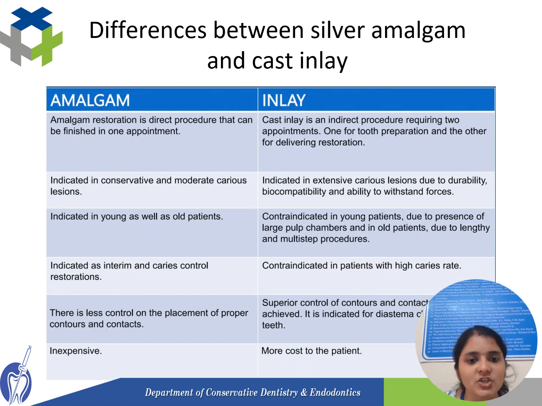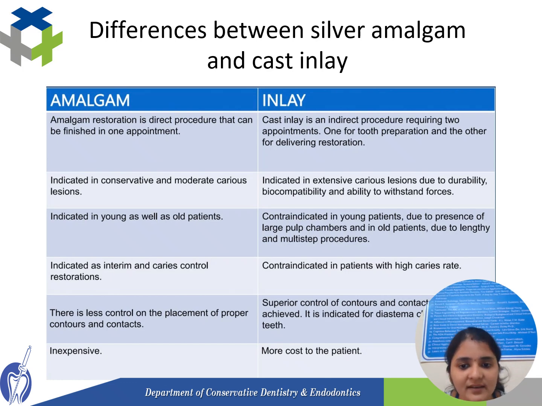So amalgam restoration is a direct procedure, as we all know, that can be finished in one appointment. Cast inlay is an indirect procedure requiring two appointments, one for tooth preparation and the other for delivering the restoration. Amalgam is indicated in conservative and moderate carious lesions, whereas inlay is indicated in extensive carious lesions due to durability, biocompatibility and ability to withstand forces. Amalgam is indicated in young as well as older patients.